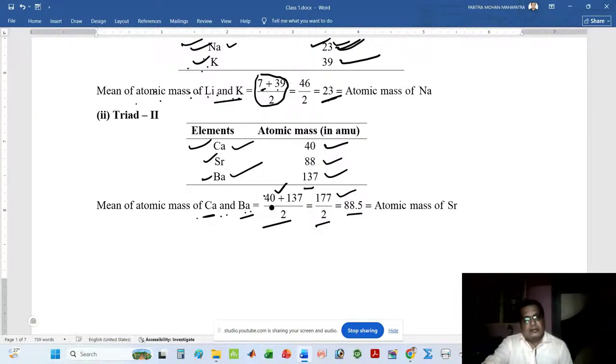Look at the table. Here, strontium having atomic mass 88 and the mean is 88.5. These are nearly equal to each other. Just there is a difference of 0.5. So here we can say that 88.5 is nearly equal to the atomic mass of strontium. It again satisfies the principle.